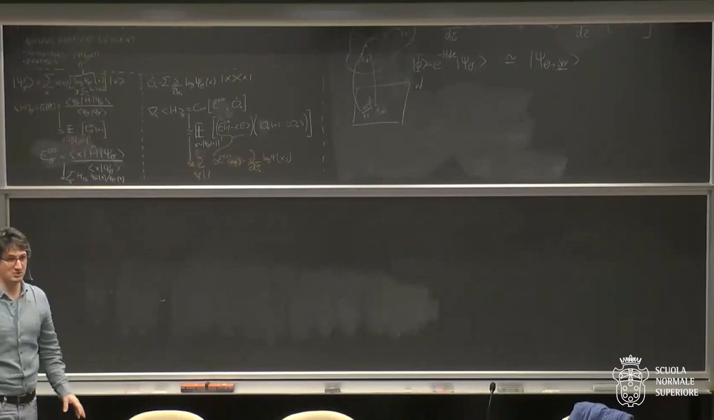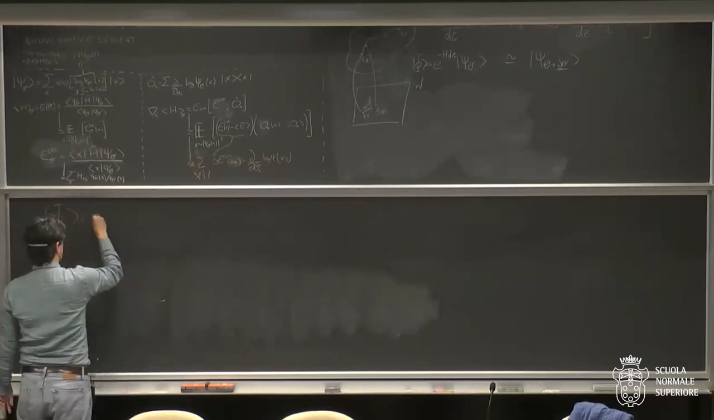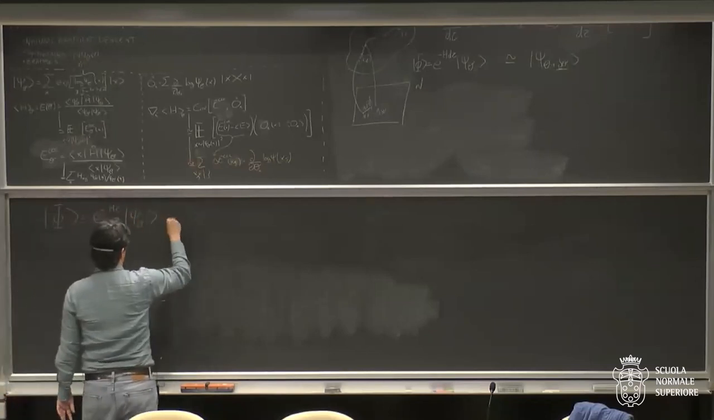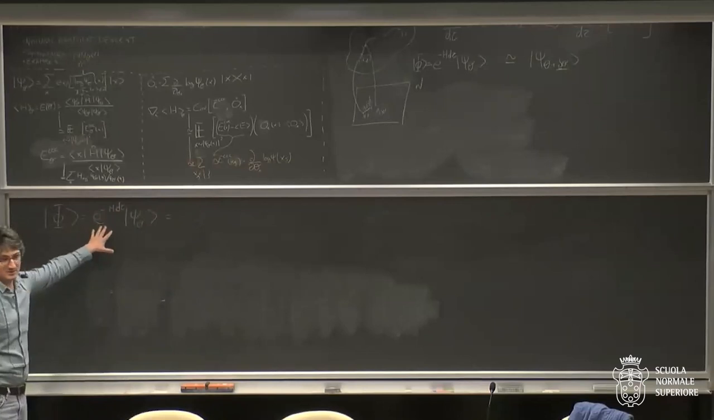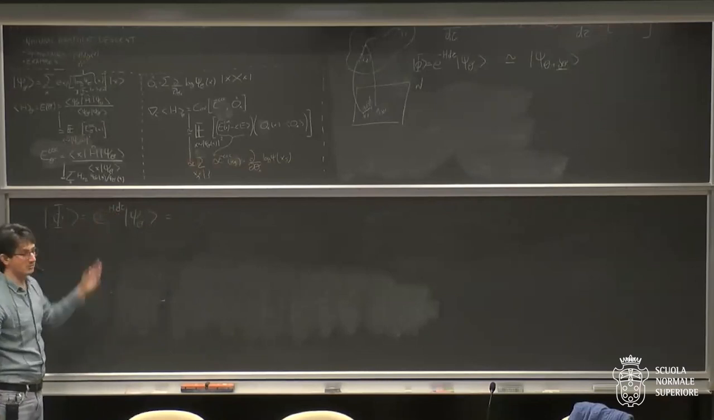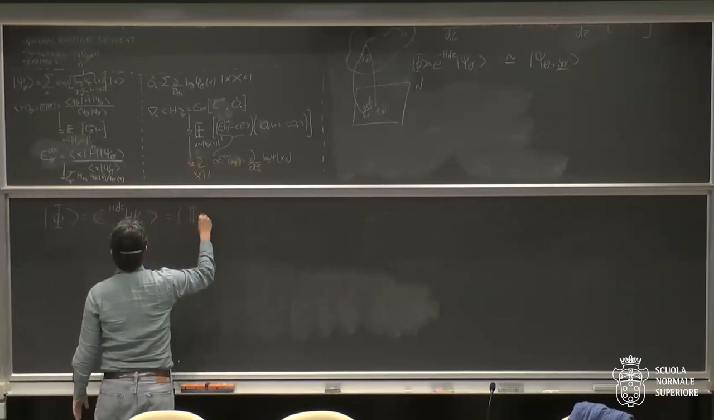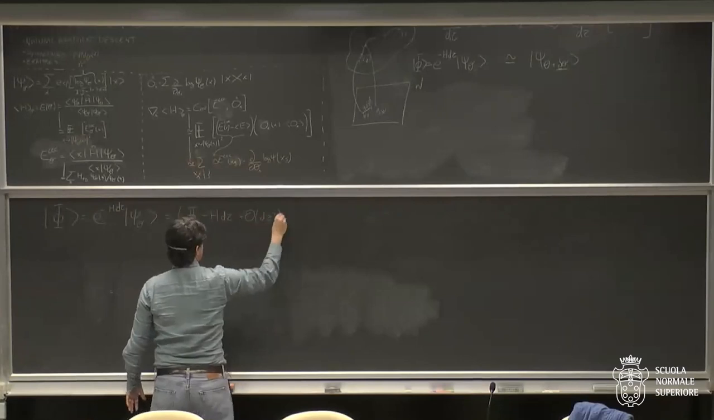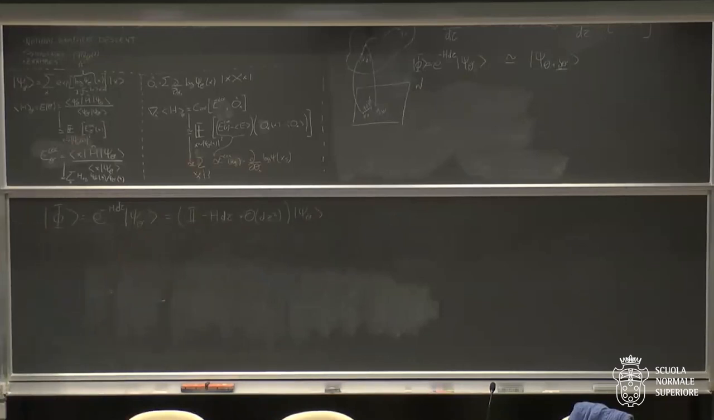We need to use a few approximations to do this correctly. The first one is to say my target state is e to the minus h d tau psi theta, and doing this matrix exponential would be very expensive computationally. So I cannot afford to do it. And since I'm considering small d taus, I can linearize this. Okay, so I can write this as identity minus h d tau plus square terms applied to psi theta. Okay.